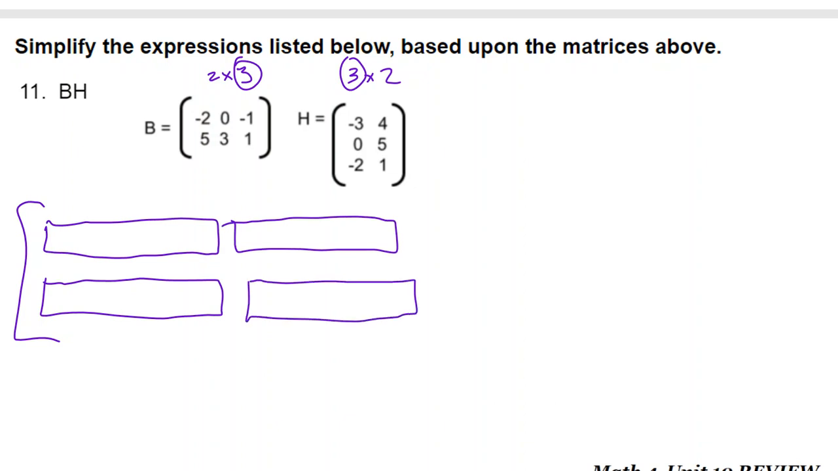So we're going to set that up as a 2 by 2, and we're going to work the first row and the first column. Negative 2 times negative 3 plus 0 times 0 plus negative 1 times negative 2. Okay, and then we move over to the other column. We say negative 2 times 4 and 0 times 5 and negative 1 times 1.